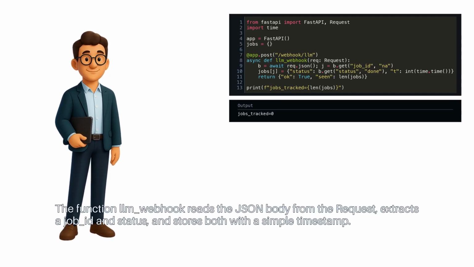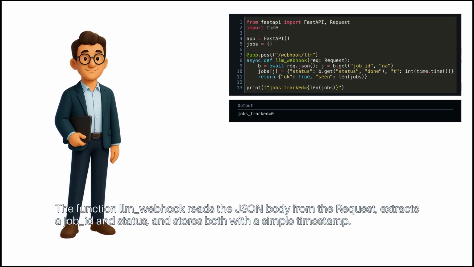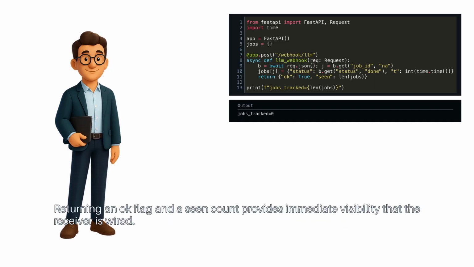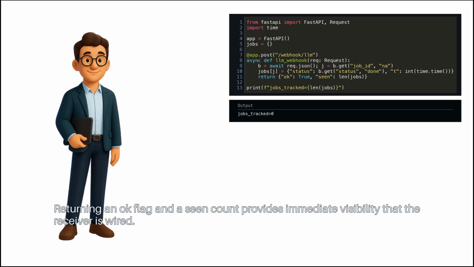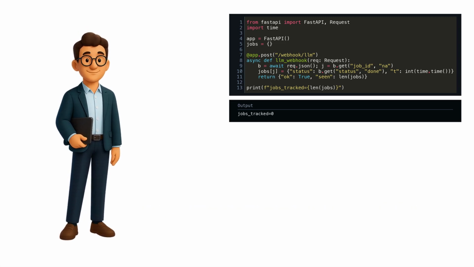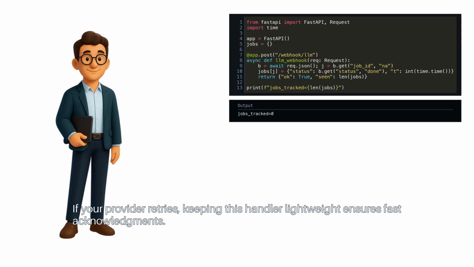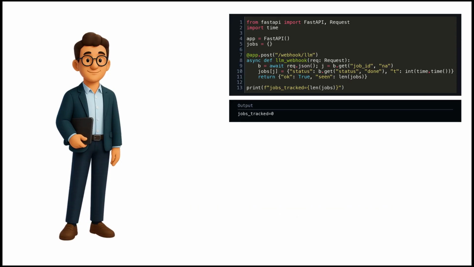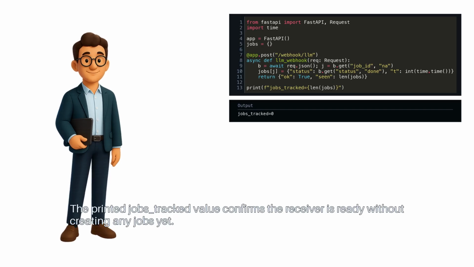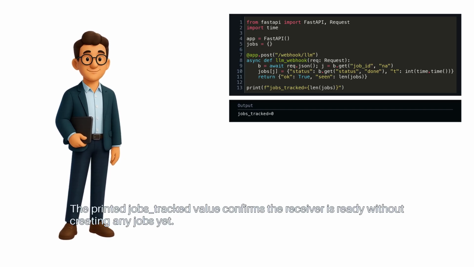The function llm_webhook reads the JSON body from the request, extracts a job ID and status, and stores both with a simple timestamp. Returning an OK flag and a scene count provides immediate visibility that the receiver is wired. If your provider retries, keeping this handler lightweight ensures fast acknowledgements. The printed jobs tracked value confirms the receiver is ready without creating any jobs yet.